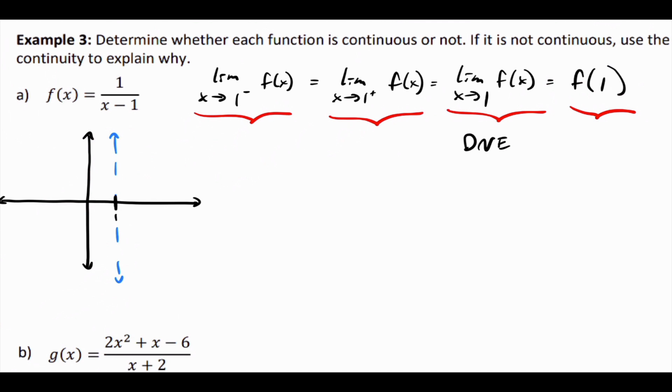What's the solution at 1? How do I get the solution at 1 without a picture? Plug it in. What happens when I plug in 1? I get undefined, right?